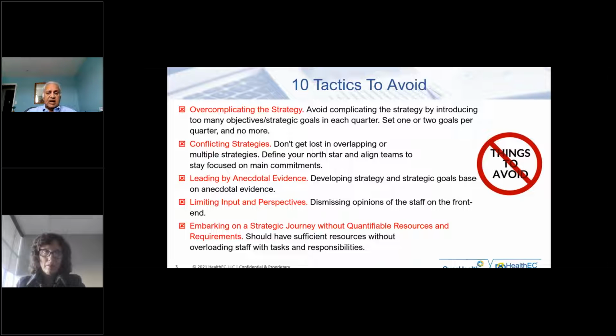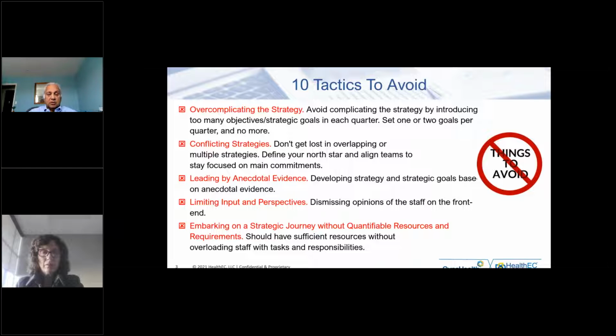So simplify the strategy. Maybe pick 1 or 2 elements of the ultimate triple aim objectives to focus on for the whole year, and then for each quarter you can select a different aspect of those 2 strategies or strategic goals, and then make sure you do not have conflicting strategies. You know, sometimes things that improve quality would also improve cost. So make sure that you don't send conflicting messages to your staff and the physicians about doing something that is actually counterproductive to different objectives that you have set for yourselves.